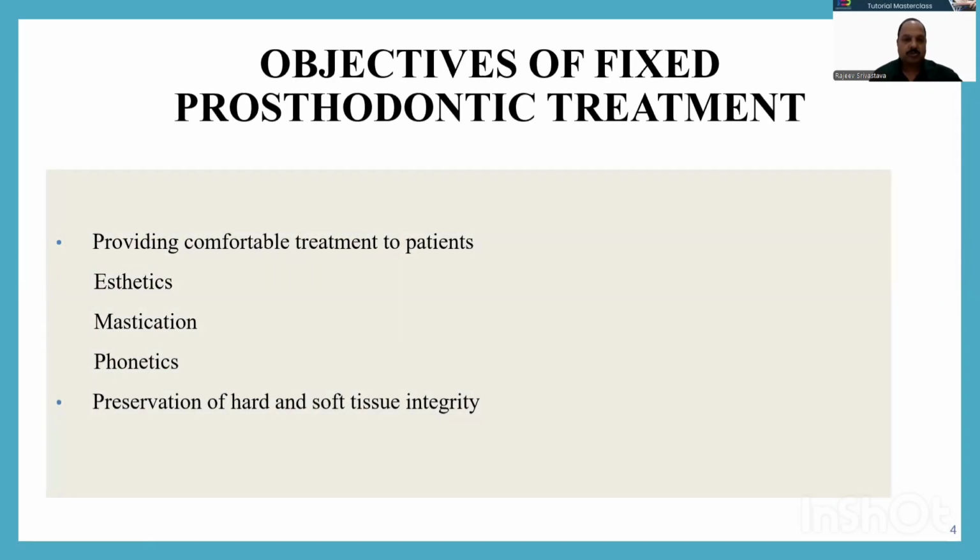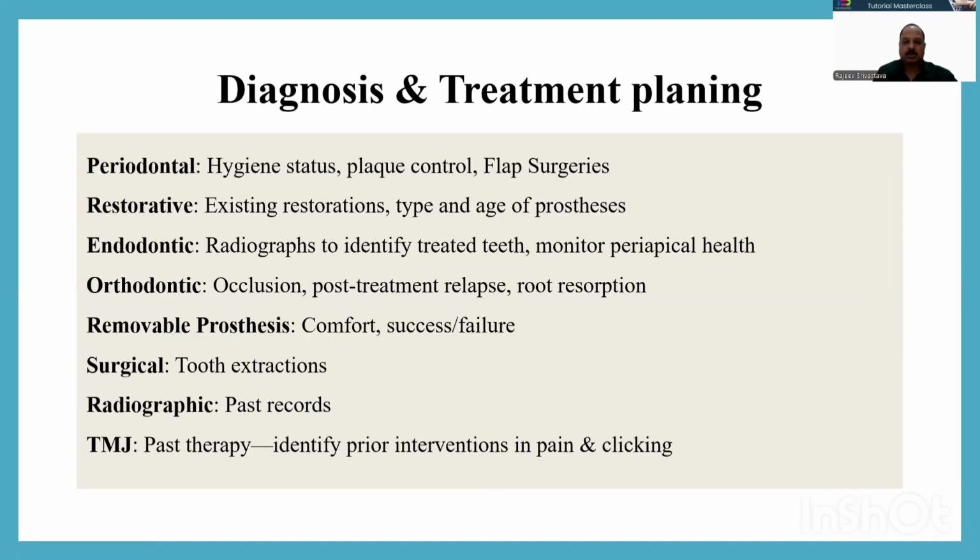So what are the objectives of fixed prosthodontic treatment? It provides comfortable treatment to the patient in terms of aesthetics, mastication, and phonetics, and preservation of hard and soft tissue integrity, especially in cases when you are doing your full mouth rehabilitation with the help of your fixed partial dentures. That is to maintain the status of the muscles of mastication and to manage the temporomandibular joint. So these are the main objectives of providing a fixed partial denture.